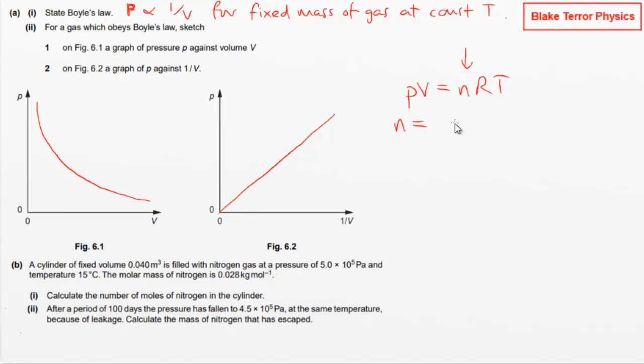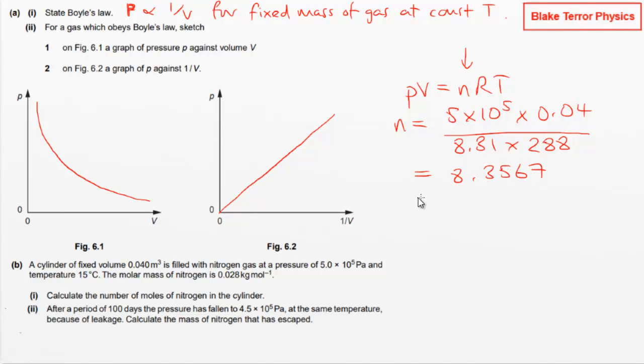So little n is going to be pressure, which is 5 times 10 to the 5, multiplied by volume, which is 0.04, divided by R, which is 8.31, and by T, which, what did they say, 15 degrees, so that's 288. And that is giving an answer of 8.3567, so we'll say that's 8.4 moles to two significant figures.